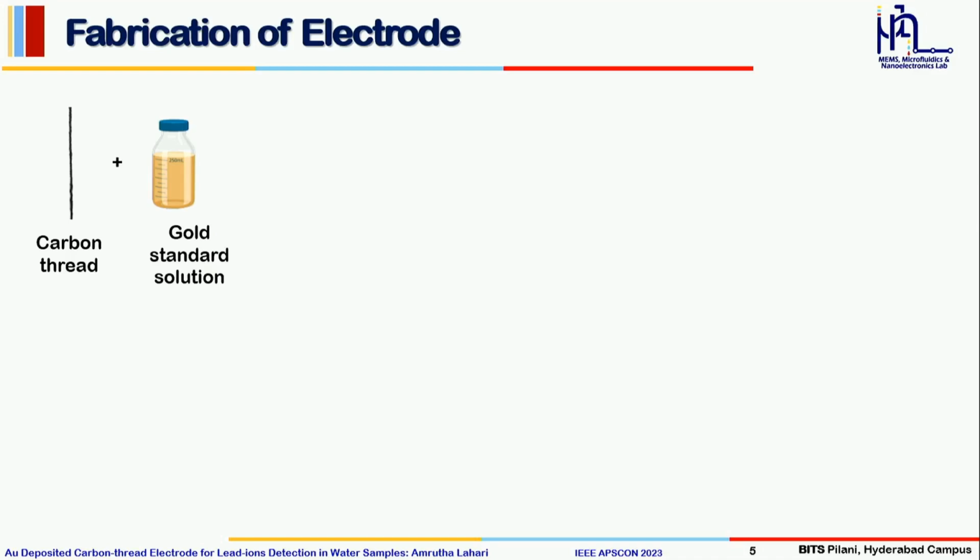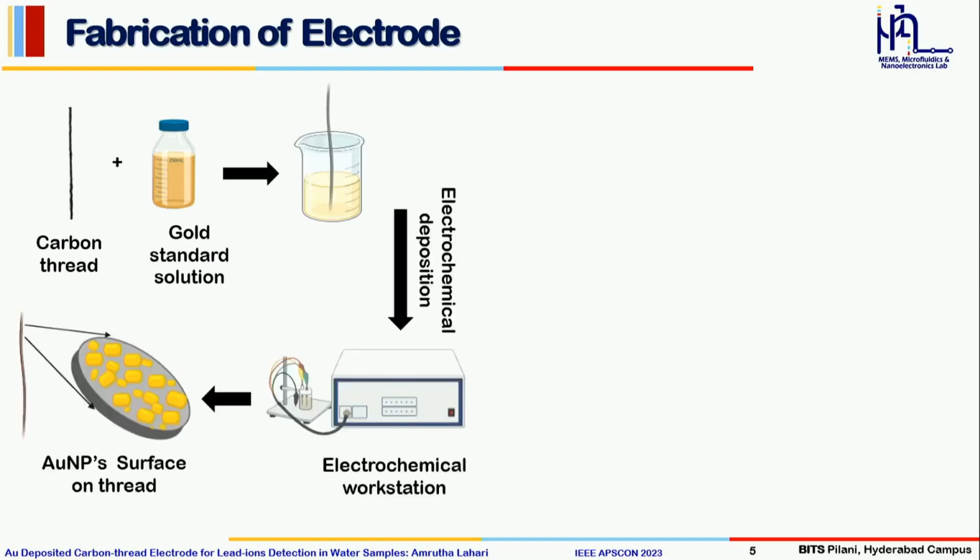So we have a simple carbon thread. We have a gold standard solution. We do electrochemical deposition where gold nanoparticles are deposited on the thread surface. So this is a very simple fabrication procedure where you can complete the fabrication in less than 15 minutes.